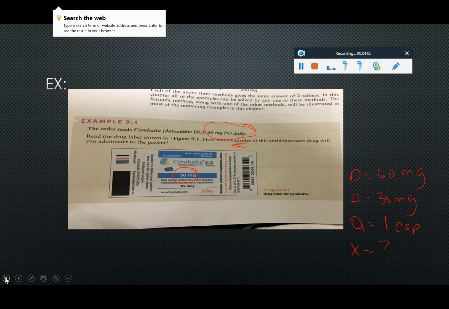Now let's go back. The formula in the book uses D over H times Q equals X. I technically use D times Q over H equals X. The reasoning is that I want to be able to cancel, and this is what we did with ratios. So if I set this up, it would be 60 milligrams. Unity fraction, you want to get rid of milligrams, so that goes on the bottom, and we want how many caps. So we have 30 milligrams to 1 cap. So 60, those milligrams cancel. 60 divided by 30 would be 2 caps. Okay.